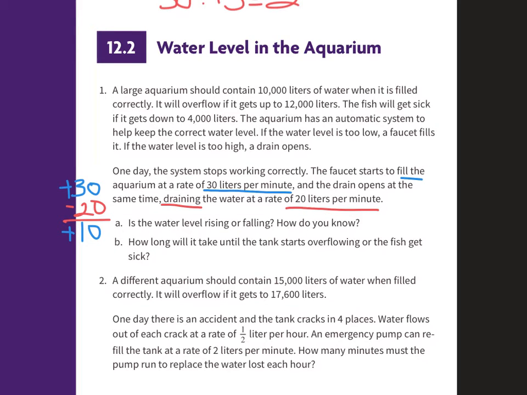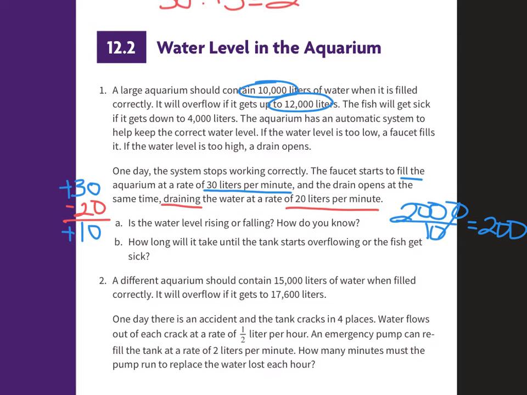How long will it take until the tank starts to overflow? Well, it's going 10 liters per minute, and we need to get from 10,000 up to 12,000. So we're at 10,000, we need to get up to 12,000. So that's 2,000 liters. So if we go 2,000 liters divided by 10 liters per minute, that's going to take us 200 minutes, so a little over 3 hours.